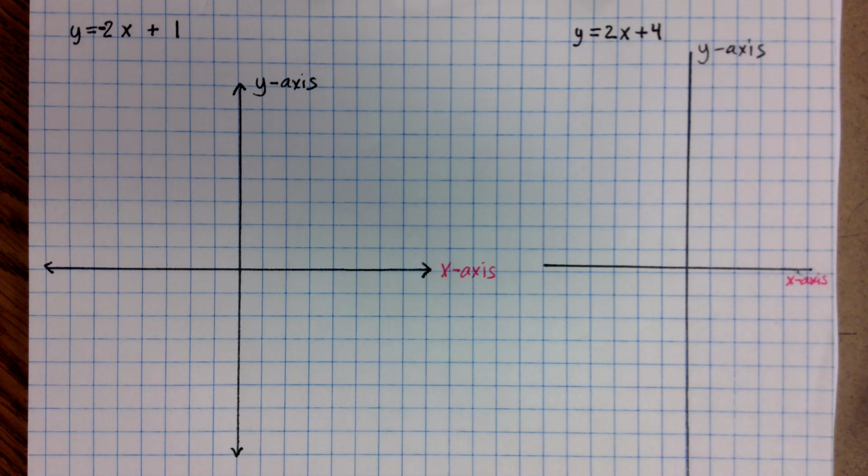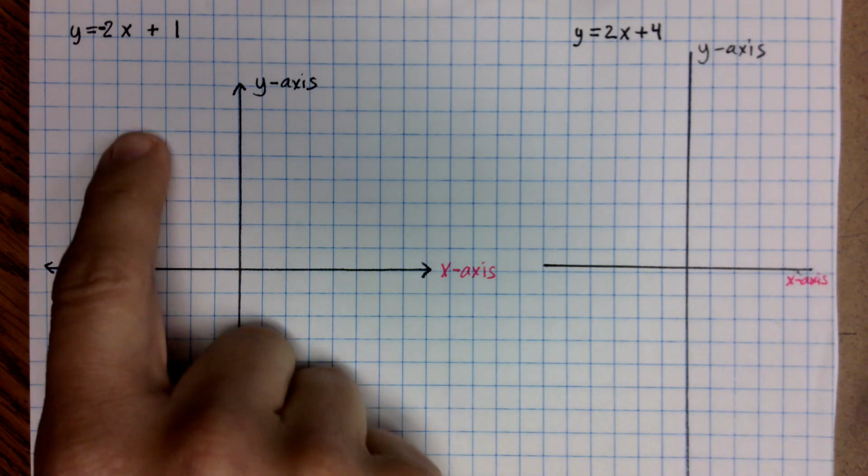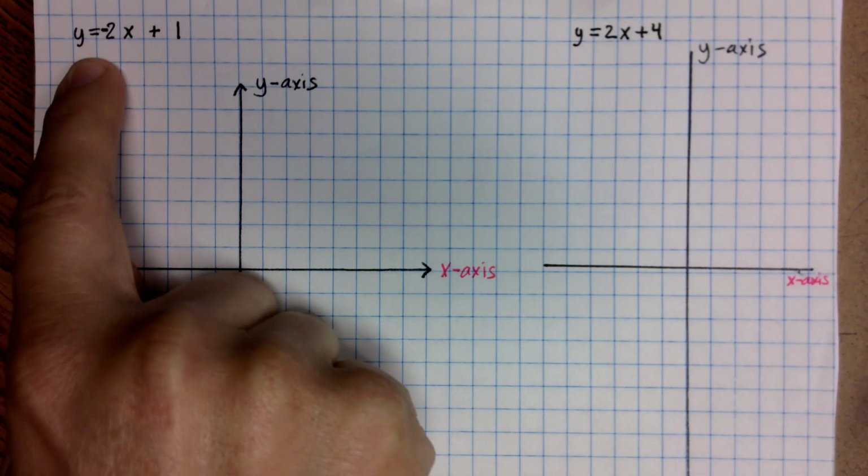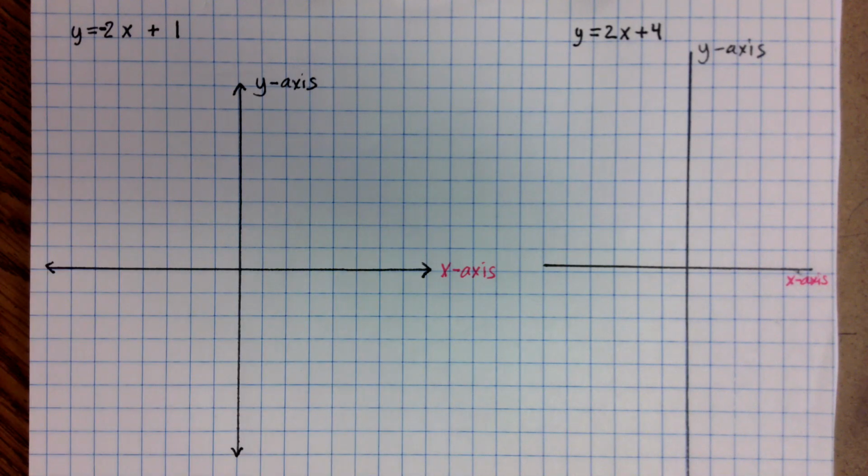Alright, in this video we're going to be looking at how to graph equations when they're given to us in slope-intercept form. So first of all, I want you to look at a couple of things. If we notice that we have this first equation, it's right up here on the top left. Notice it's y equals negative 2x plus 1.